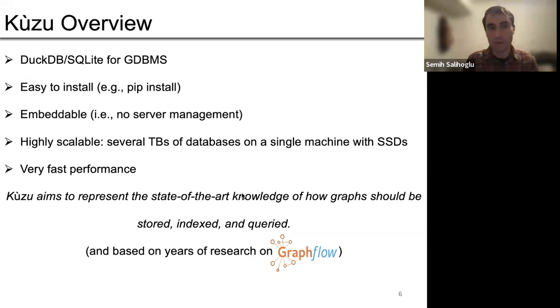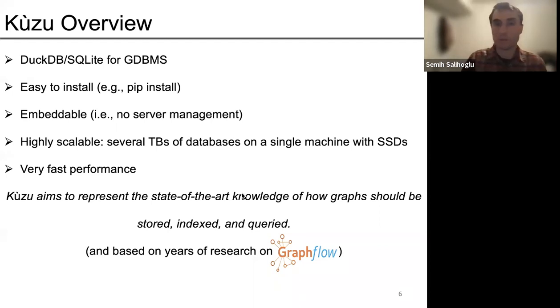So we borrowed that feature. It's embeddable, so there's no server management, following an easy-to-use approach. And based on years of research that we've done on a previous project called GraphflowDB, it's meant to be very scalable on a single node machine. It's not distributed, and very fast in performance.